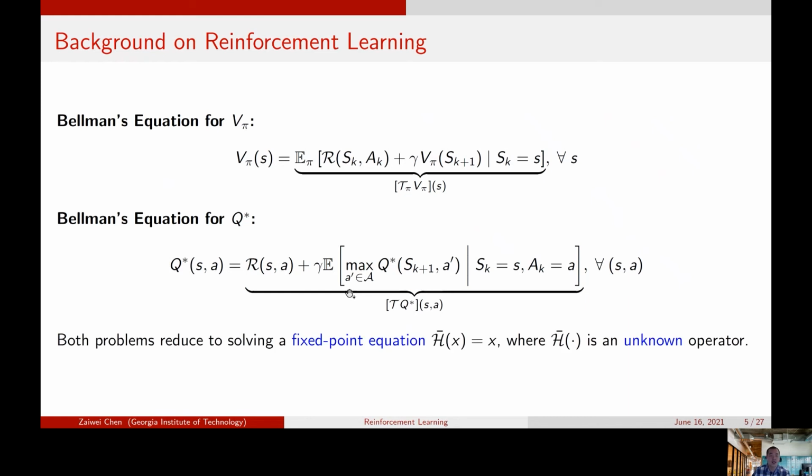So both the policy evaluation problem and the control problem eventually reduce to solving a fixed point equation of the form h bar of x equals x, where h bar is an operator and it's unknown, because in both the Bellman equation for V and the Bellman equation for Q, there is an expectation with respect to the underlying transition probabilities of the Markov decision process, which is unknown to the agent in the reinforcement learning setting.